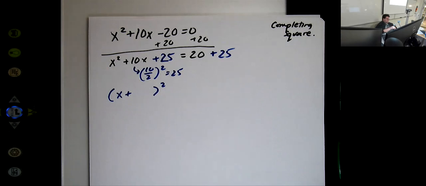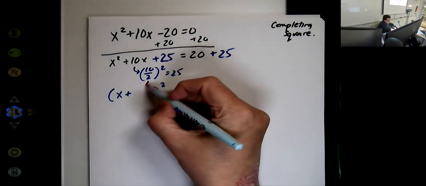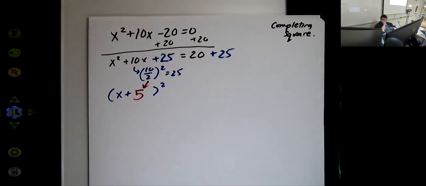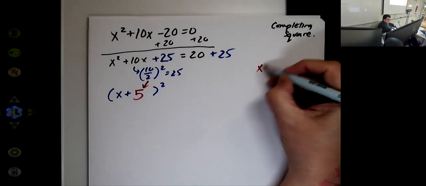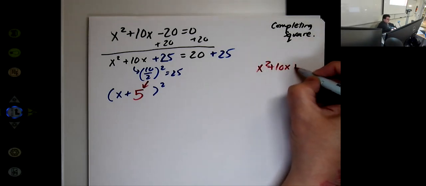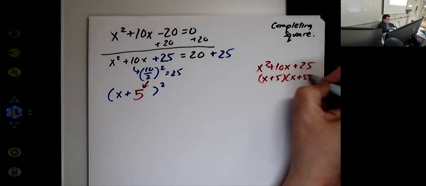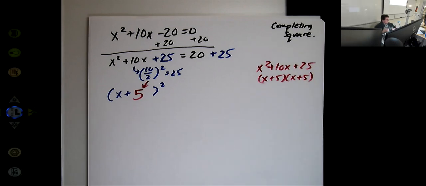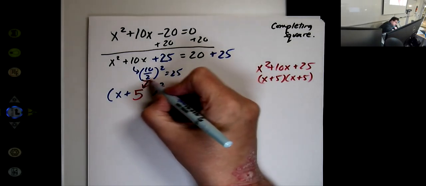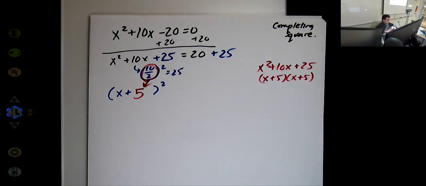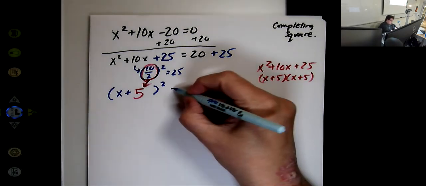Whatever you did when you complete the square, whatever this value is right here in that parentheses, that's what goes right here in this. And if you factor x squared plus 10x plus 25, you're going to get x plus 5 times x plus 5. This process speeds it up where you don't have to factor it. It's just that value right there. That's what goes into the square. The right side is 20 plus 25, which is 45.